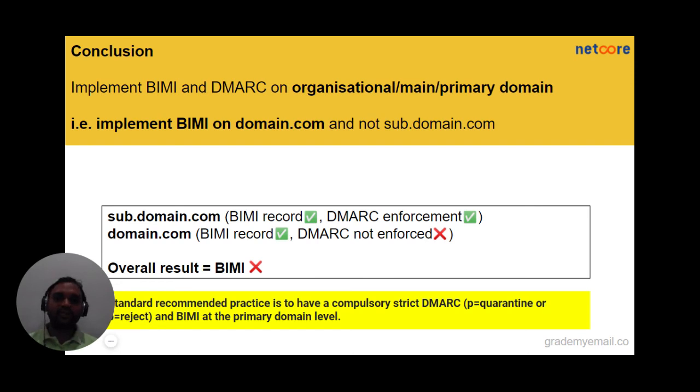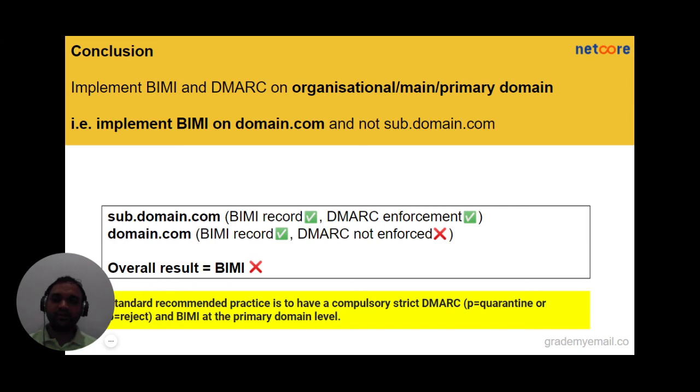So overall, what's the conclusion? The conclusion is implement BIMI and DMARC on the organizational, that is the main or the primary domain. If DMARC is not enforced on your main domain, then overall your BIMI will fail and the logo won't be visible to the end user. So that's the standard recommendation.